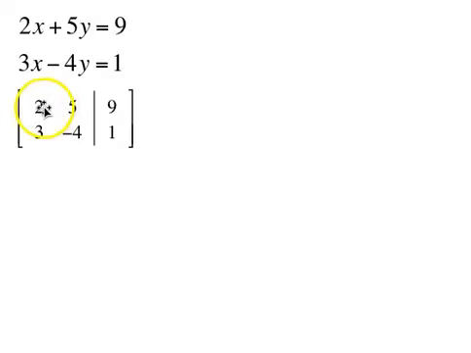I need a 1 in the upper left-hand corner. The simplest way to do that is to take the first row, multiply it by 1/2, or divide it by 2. 2 divided by 2 is 1, 5 divided by 2 is 5/2, 9 divided by 2 is 9/2. So you'll see what I have there again. Row 1 is row 1 divided by 2, and there is the resulting row 1.